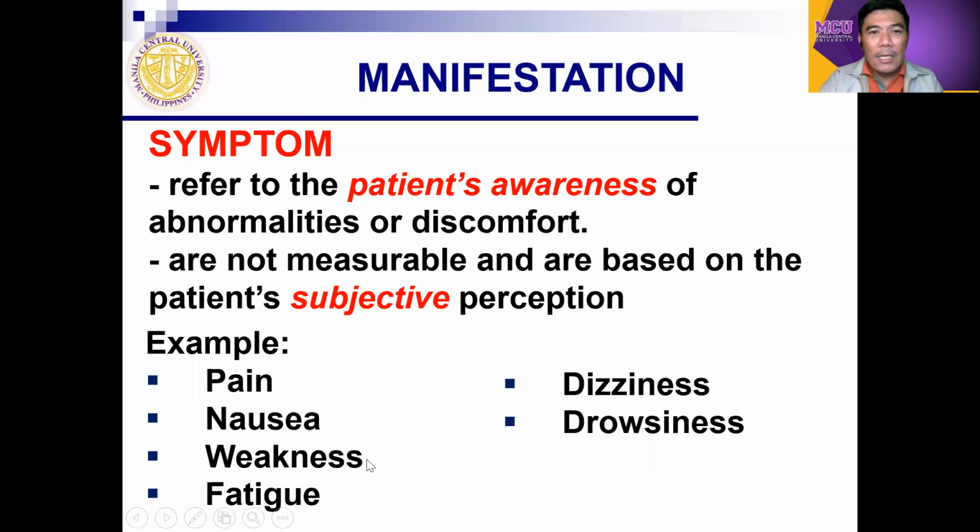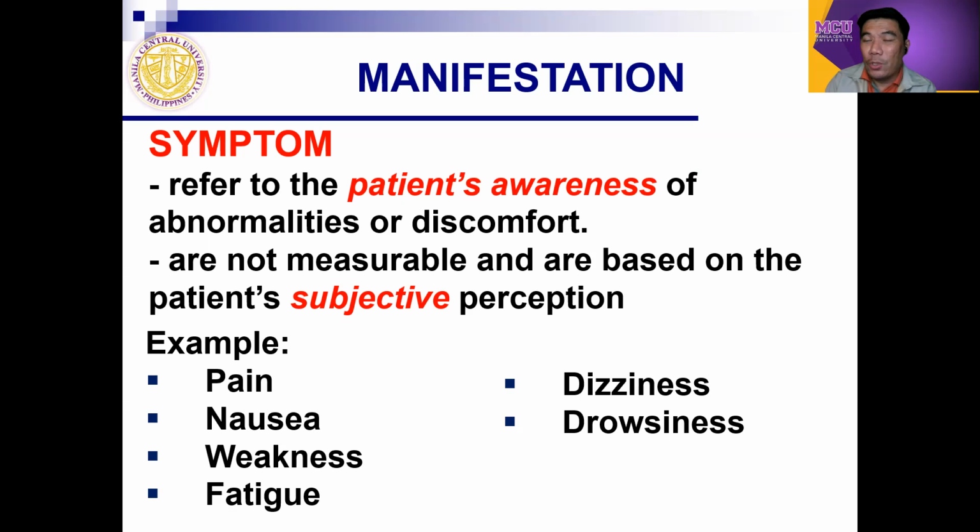Next, how about the symptom? For the symptom naman, it's the patient's awareness of abnormalities. So if signs are observable, the perception is subjective. Usually this will be asked of your client. Just like pain. For example, you have the pain scale, that's why you will ask the client. Nausea, definitely you will ask the client the history or possibly other specific descriptions of what the patient is experiencing. Weakness, it's a symptom because it will be verbalized by the client. Fatigue, dizziness, and drowsiness. These are symptoms.